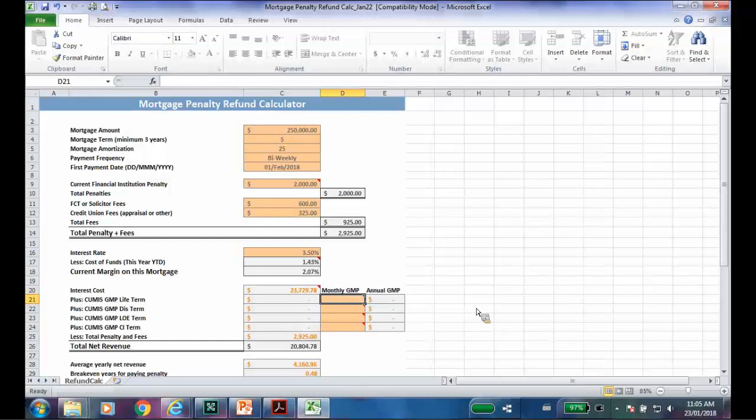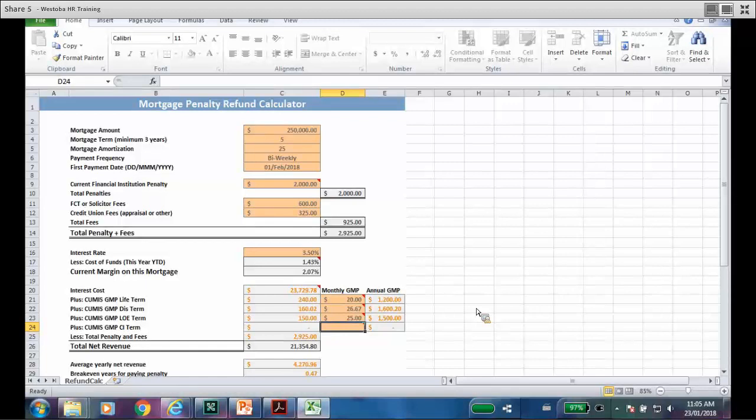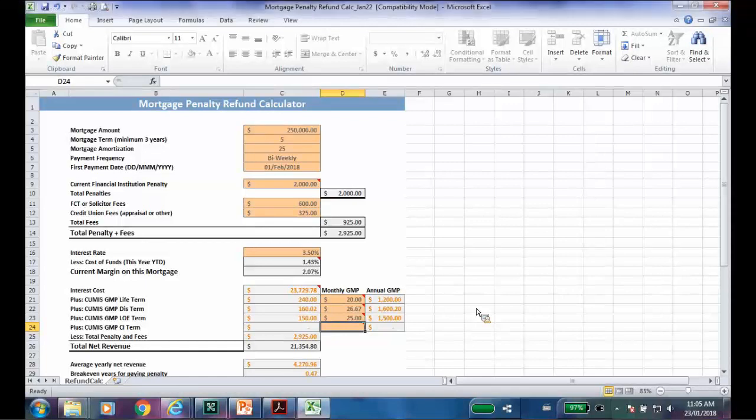If a member takes GMP with us, we would enter that. Just making up some numbers here. So you'd enter the monthly amount in the monthly field. And one more, 30. So this member took all of the GMP that is offered.